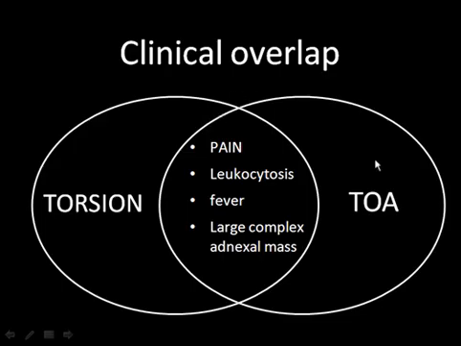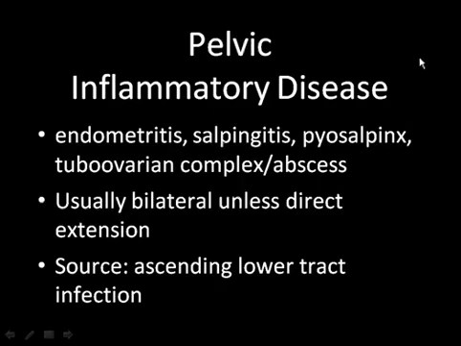Moving on to pelvic inflammatory disease, it is important to point out that these patients may be confused with torsion, as they may also present with pain and a large complex adnexal mass. It is also important to know that patients with both torsion and pelvic inflammatory disease can present with leukocytosis and fever. Pelvic inflammatory disease includes a spectrum of abnormalities including endometritis, salpingitis, pyosalpinx, tubovarian complex, and abscess. The findings are usually bilateral unless they occur due to direct extension, and the source is almost always ascending from a lower tract infection.